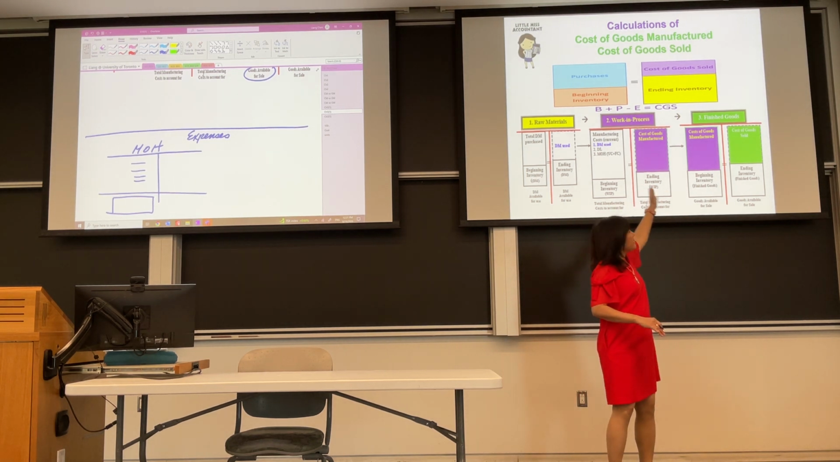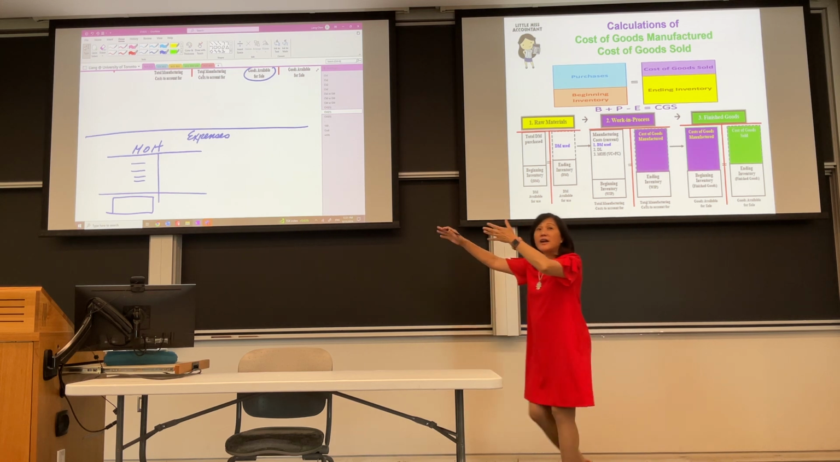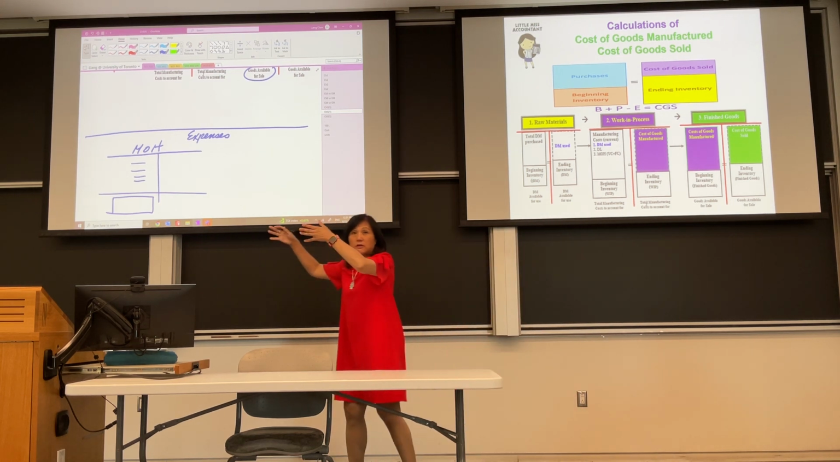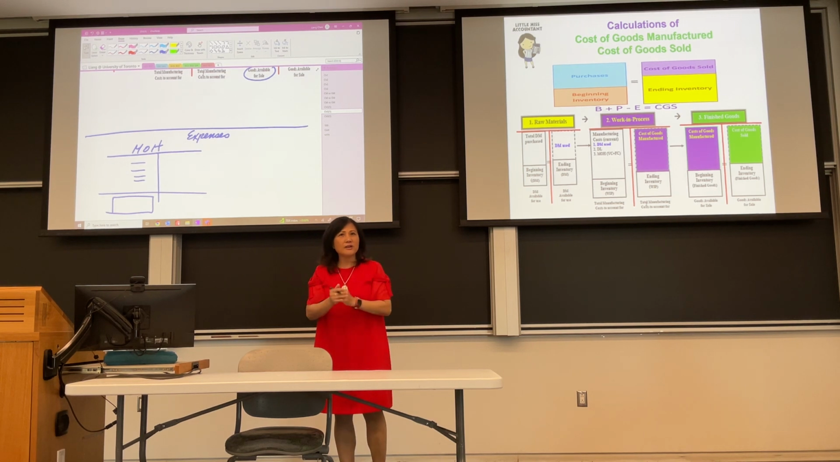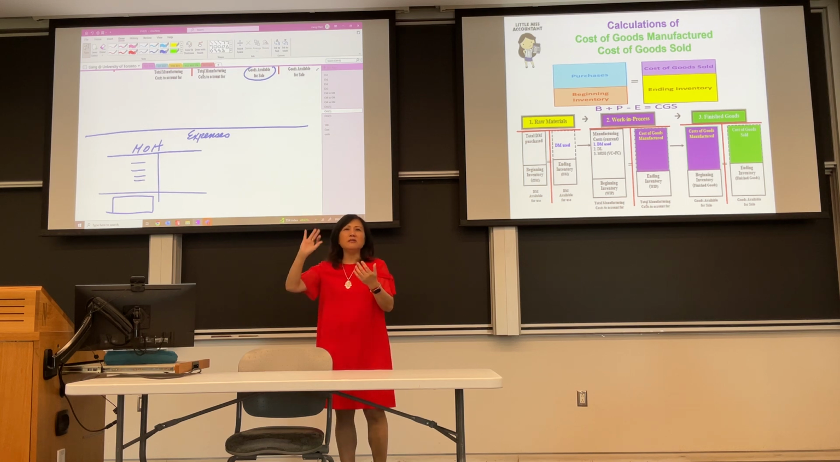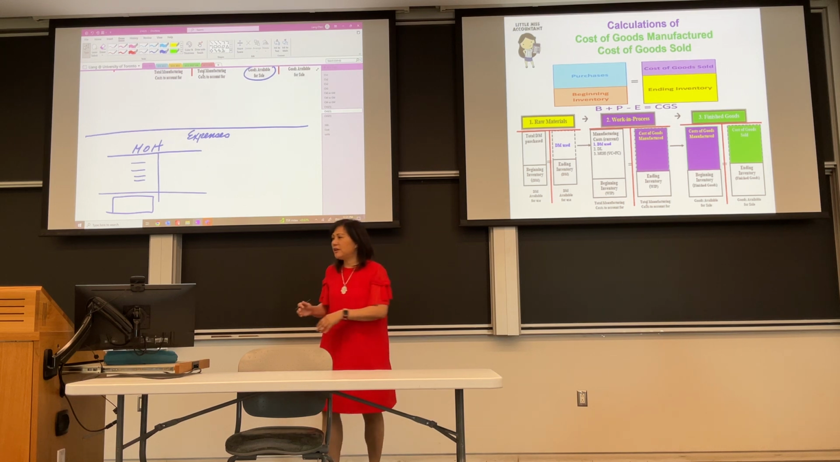So completed product moves out of the production line, going to the warehouse, ready to be sold. Incomplete product stays in the production line. Next accounting period you come, you add more material, you add more labor, you add more overhead, you complete it. Okay, so this is the cost flow.